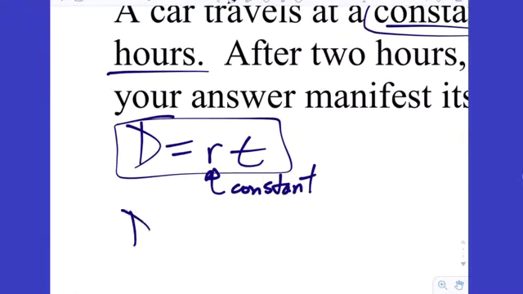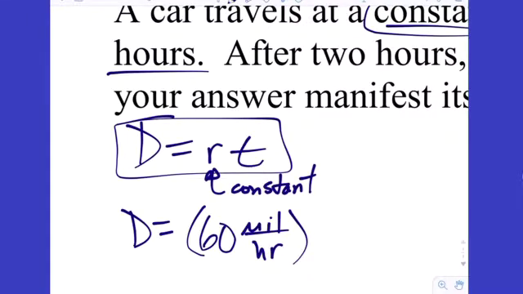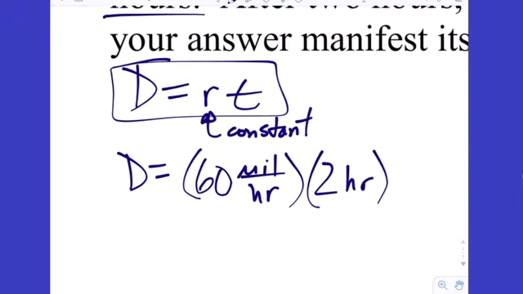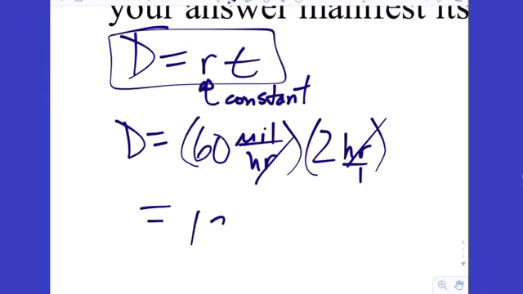So let's see if it works for us. Distance equals the rate was 60. You can always use stoichiometry, too, to make sure you're doing it right. 60 miles per hour times the time that elapsed was 2 hours, and that's really over 1. So hours divide out, you're left with miles. 60 times 2 is 120 miles. Excellent. Sweet. That would be boring if that's all we did today, right?